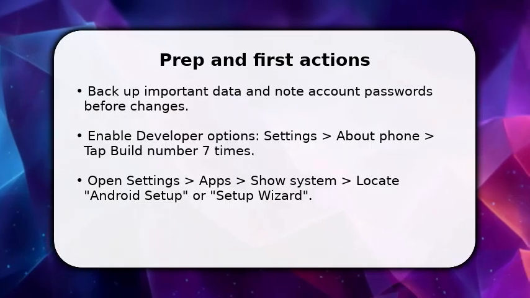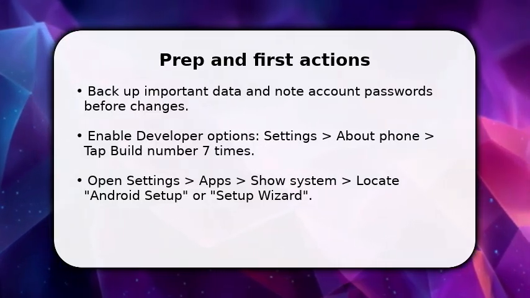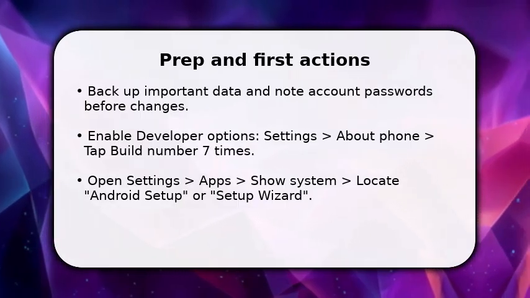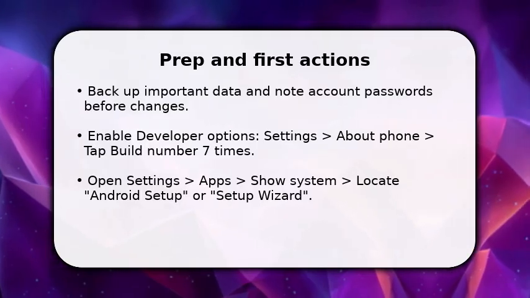You start by protecting your data and preparing the phone. Backup contacts and media, then enable developer options so you have access. Once done, go directly to Settings, Apps, and choose Show System to reveal Android Setup or Setup Wizard.